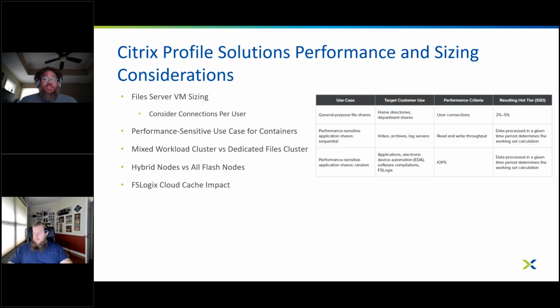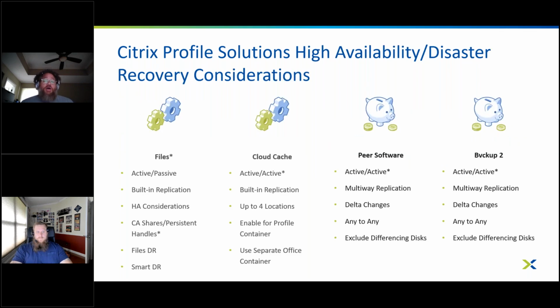When looking at different shares, you see here performance sensitive shares for application. A recommendation here for FSLogix is going to be that one, performance sensitive application shares, the random type, because that's going to be very IOPS heavy. Now, when it comes to high availability and disaster recovery, you have many options out there, and these are what I've tested and looked at.